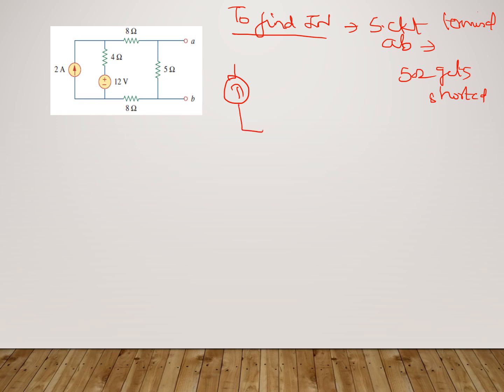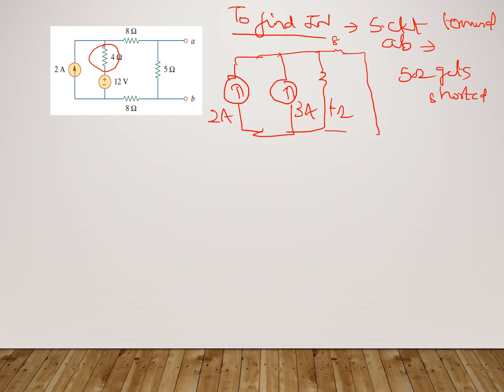Hence we end up with the circuit which has the 2 ampere current source. Now I'm going to convert this 12 volt voltage source in series with a resistance to a current source, because it's easier this way. The current source value will be 12 by 4, which is 3 ampere, and the 4 ohm resistance, which was in series with the 12 volts, now comes in parallel, because we are doing source transformation. Then this is the 8 ohm, the 5 ohm gets short circuited, and the remaining 8 ohm. This is the Norton's current, so we have to find this current.